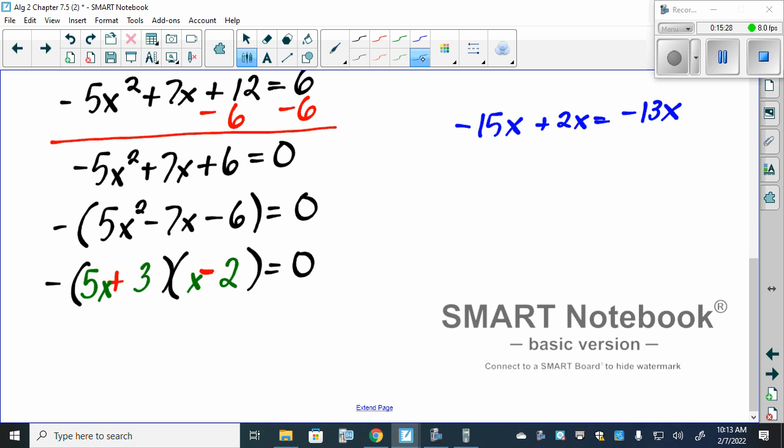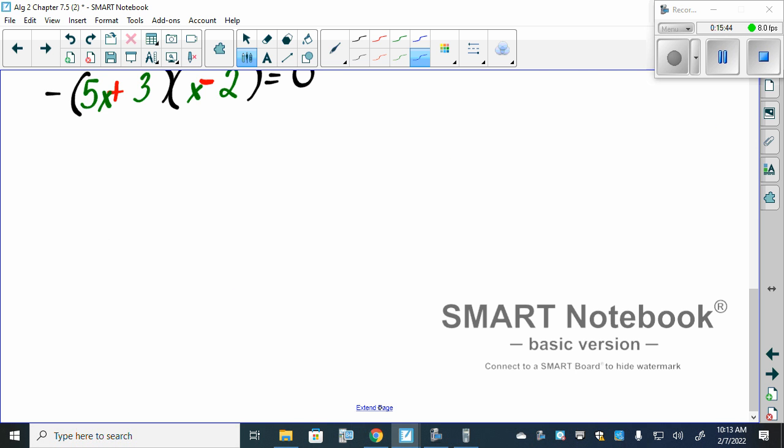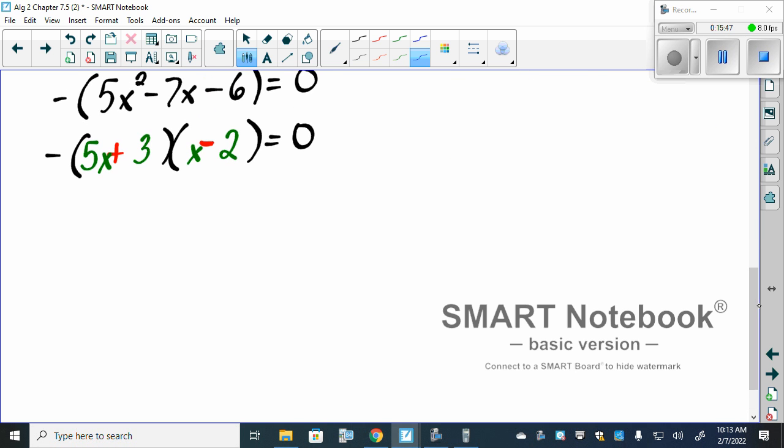And if we check it again, 5x times negative 2 is going to be negative 10x. 3 times x is plus 3x, which would give us a negative 7x. Is that what we wanted? Yes. So these here would be the correct factors. And we have that 5x plus 3 is equal to 0, and x minus 2 is equal to 0.